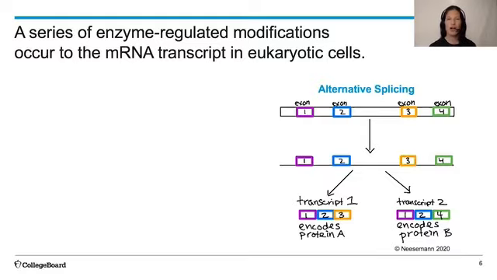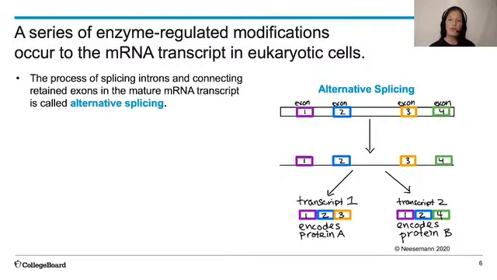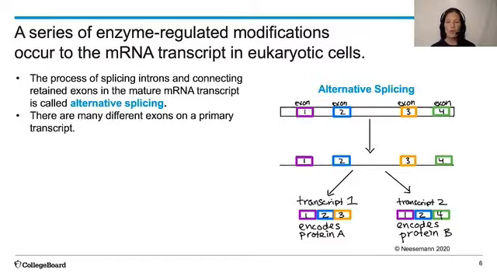I mentioned this term alternative splicing. So the process that I just mentioned of splicing out those introns and connecting the retained exons is called alternative splicing. And so what ends up happening is that there are a lot of different exons in the primary transcript. In my illustration here, there are 4 different ones. I numbered them very creatively, 1, 2, 3, and 4.